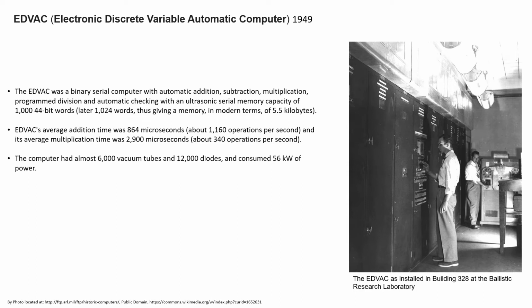EDVAC's average addition time was 864 microseconds, about 1160 operations per second, and its average multiplication time was 2900 microseconds, that is about 340 operations per second. The computer had almost 6,000 vacuum tubes and 12,000 diodes and consumed 56 kilowatts of power.